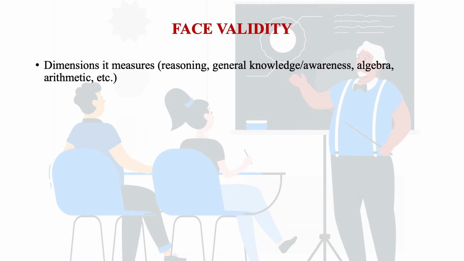Just like, let the questions be related to reasoning abilities, general knowledge or awareness, then algebra and arithmetic. So what this specialist or expert will do is go through the items of reasoning, whether they are related to reasoning or not, whether they are related to general knowledge or awareness or not, whether they are related to algebra or arithmetic or not. If they are related to algebra, arithmetic, reasoning and general knowledge or awareness, then you can say that the tool has face validity. And language used is also another aspect to know the face validity of the tool.